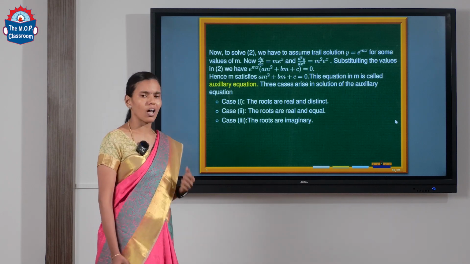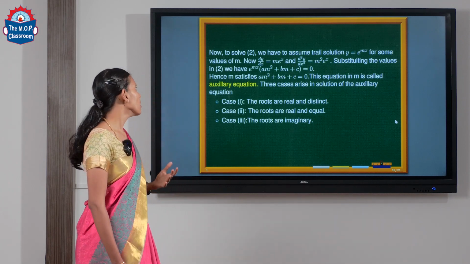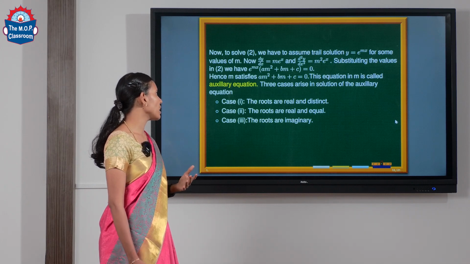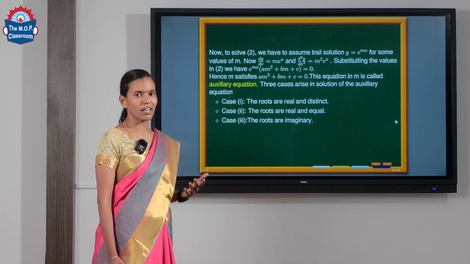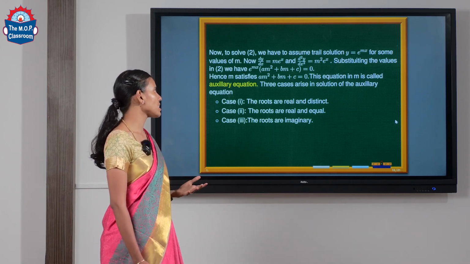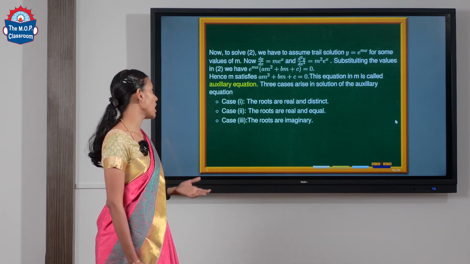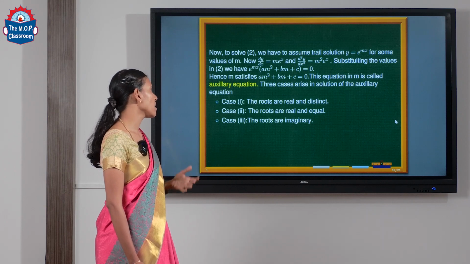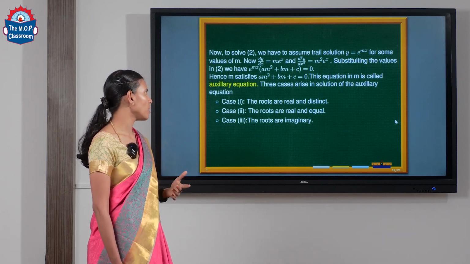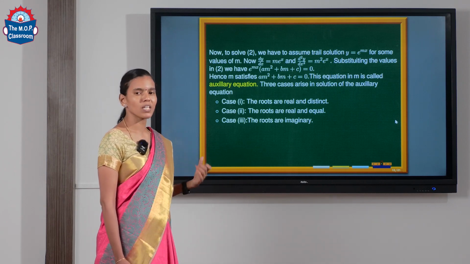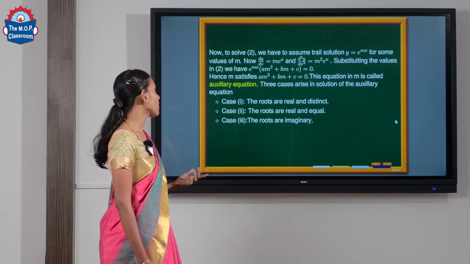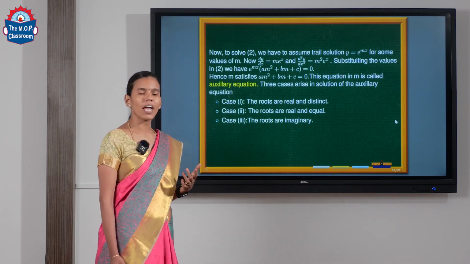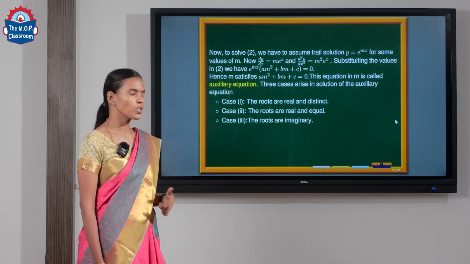So how do we solve? How do I find the complementary function? To solve that particular equation, I have to assume a trial solution. If I take y is equal to e power mx for some values of m, my first derivative will be m e power mx, and my second derivative is m square e power mx. Substituting these values again in equation 2, I will be left with e power mx times am square plus bm plus c is equal to 0.